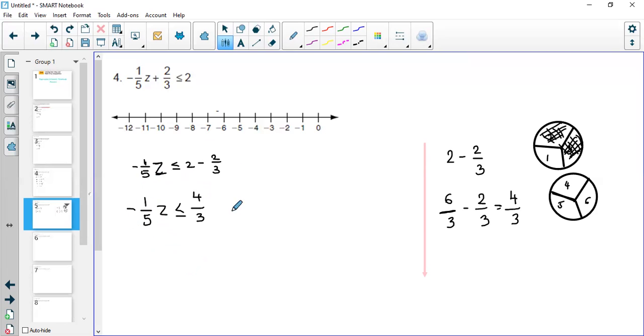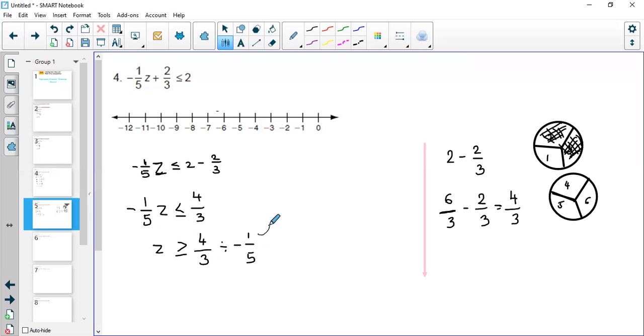When a variable and a number are together, it means they're multiplied. So when you move the negative 1 over 5 to the other side, what happens? It will become divide by negative 1 over 5, right? Now you need to keep in mind, you need to flip the inequality too, because you're dividing by a negative number. So z is greater than or equal to 4 over 3 divided by negative 1 over 5.